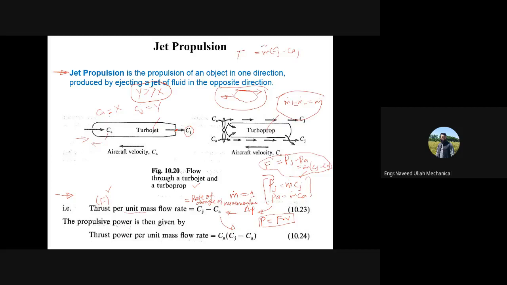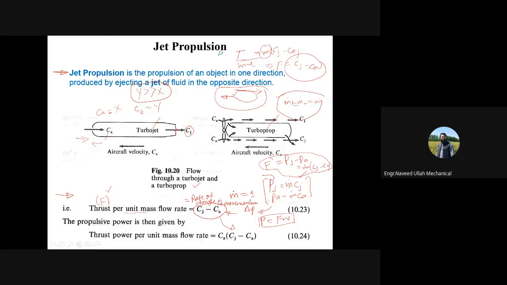To ye aapko bata rahe the, this is per unit mass flow rate hai na, to ye yahan pe m dot aa gaya, aur ye kehta hai ki this is equal to 1. इसलिए जो है ना, आपके पास जो थ्रस्ट है या फोर्स है, that is equal to Cj minus Ca. यहाँ पे जो बता रहे हैं आपको, this is Cj minus Ca, right?